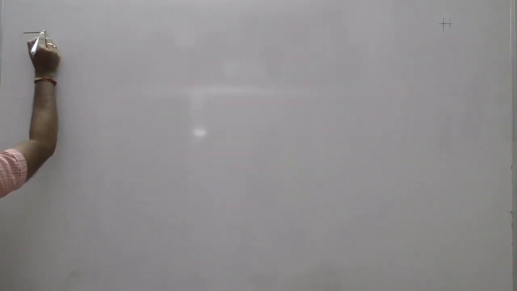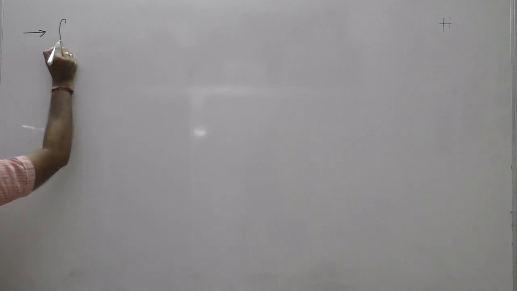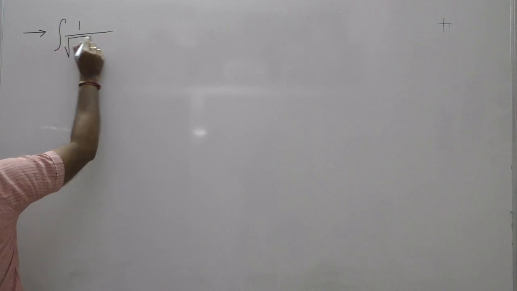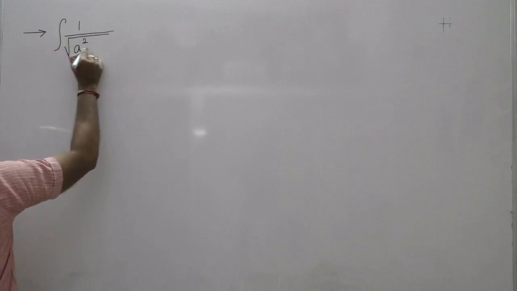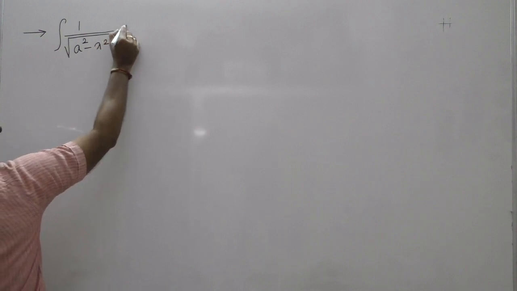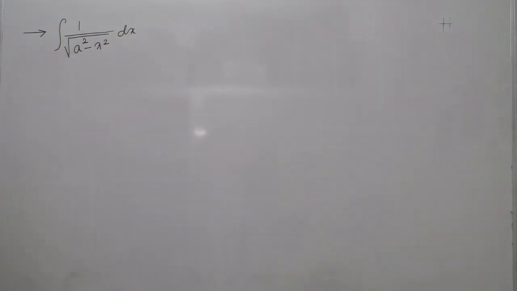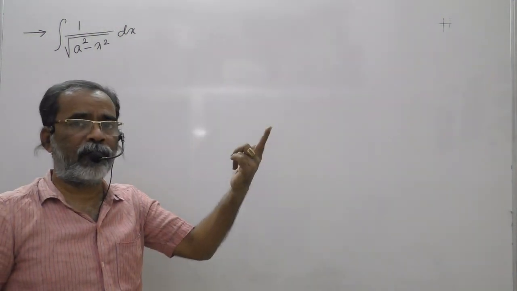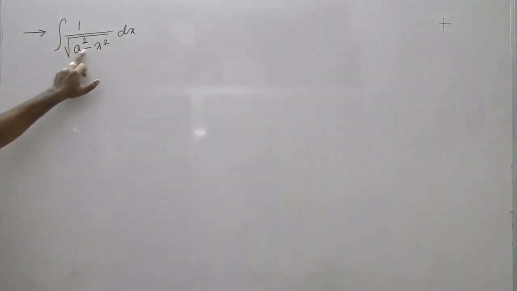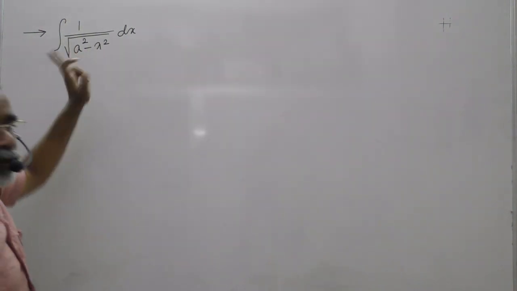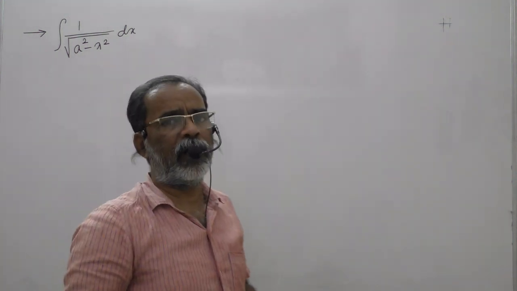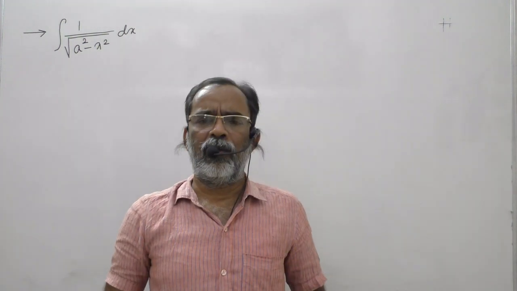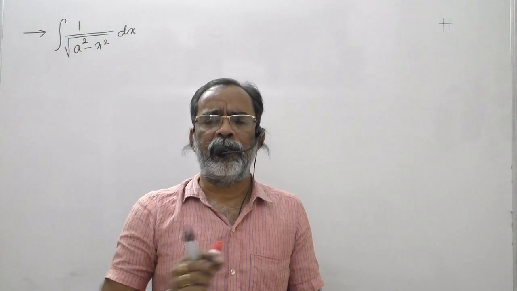Next I will see another integral, 1 divided by root over a square minus x square into dx. What is the difference? We have seen this in the previous 3, but there was no square root, there was only 1 by a square minus x square. Yes, in the beginning there will be a lot of confusion. It is common for every student. Nothing to worry. Just go on practicing these.